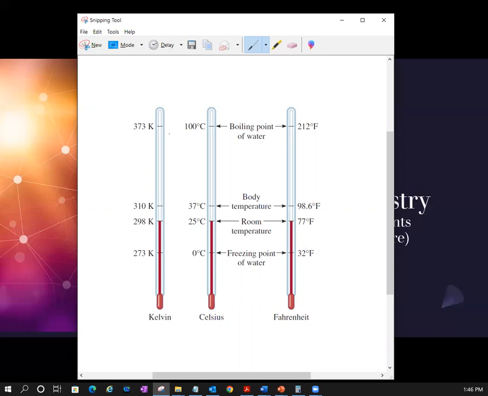So, si Kelvin, ang freezing point niya ay nasa 273. Ito. At ang boiling point niya ay nasa 373 Kelvin. So, kung ito na length na to ay dinivide siya into 100 parts. So 373 minus 273, that is 100.